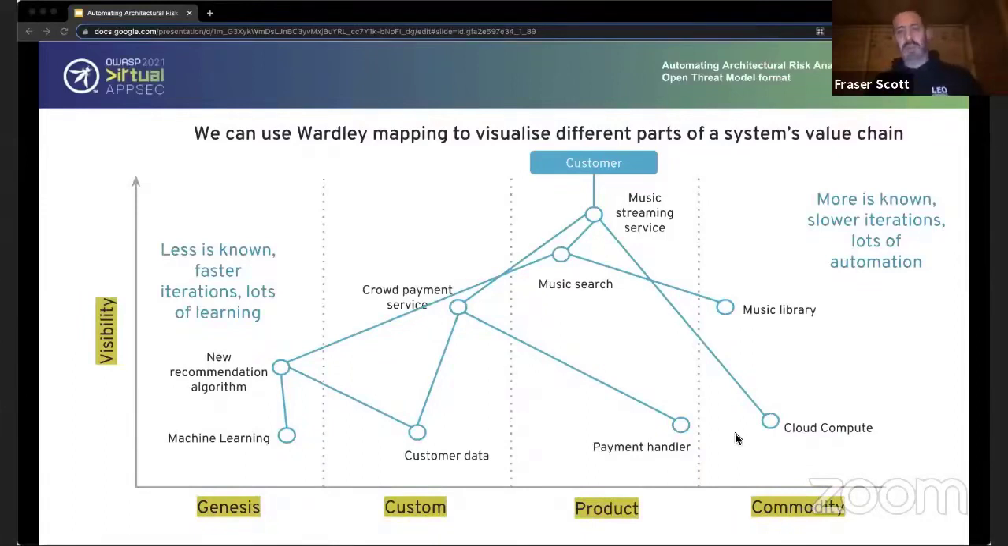So electricity used to be genesis. It used to be brand new as a concept, but over the last few hundred years, it has become a commodity. And you feel the pain when suddenly your power goes out and you have no electricity. You suddenly realize how much you've taken it for granted. But it doesn't change either. I don't wake up one morning to find that the voltage has changed from 240 volts to 173, for example. So Wardley mapping exposes these dynamics.